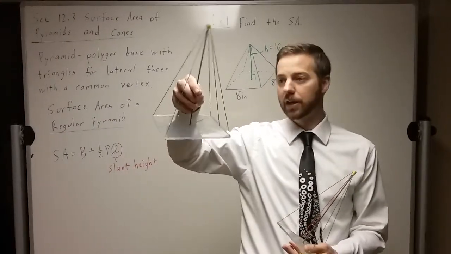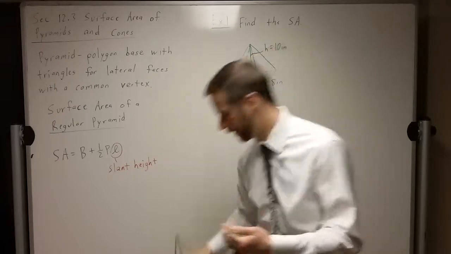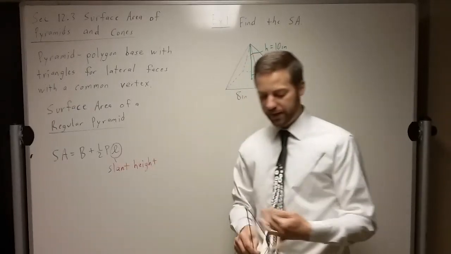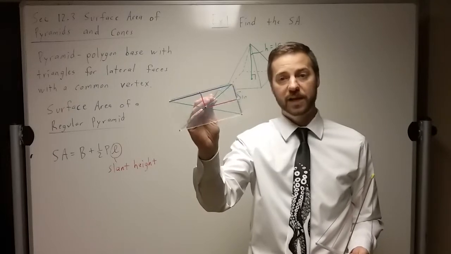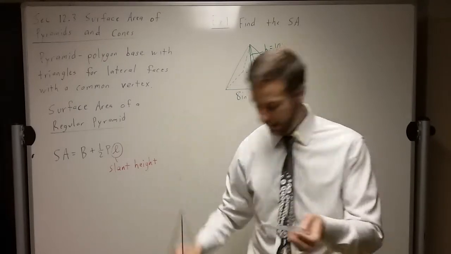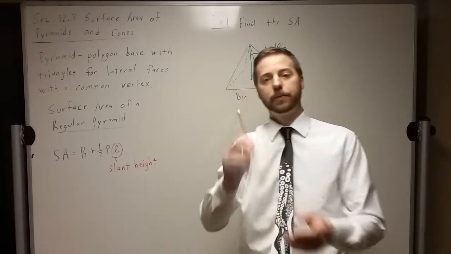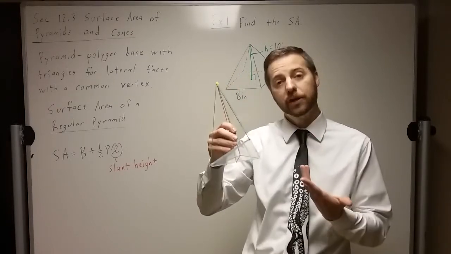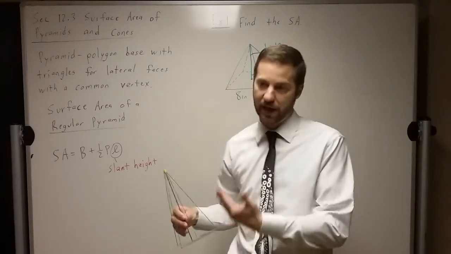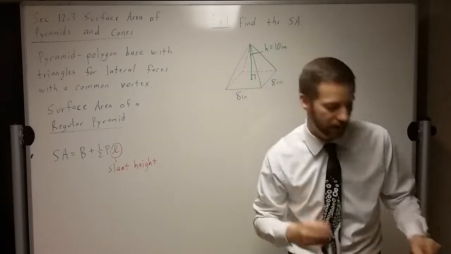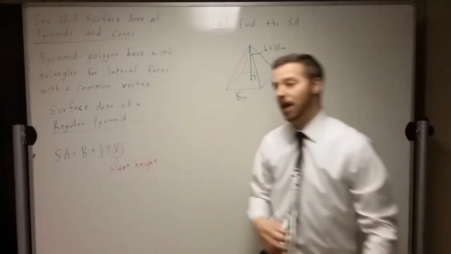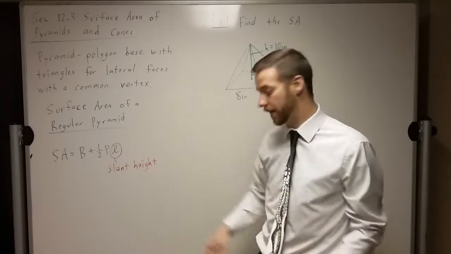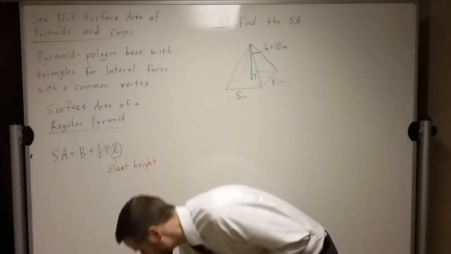Square base comes up to a point at the top, that's a pyramid. But this is still a pyramid, rectangular base, still a pyramid. This is a pyramid as well, triangular base, still a pyramid. So we call this a triangular pyramid, or we can have a rectangular pyramid, or a square pyramid. We could also have a hexagonal pyramid, a hexagon for the base. So we could make a lot of different pyramids.